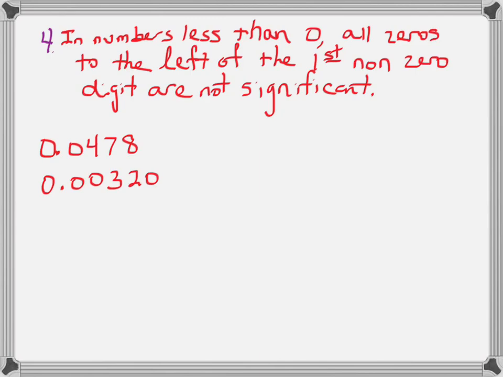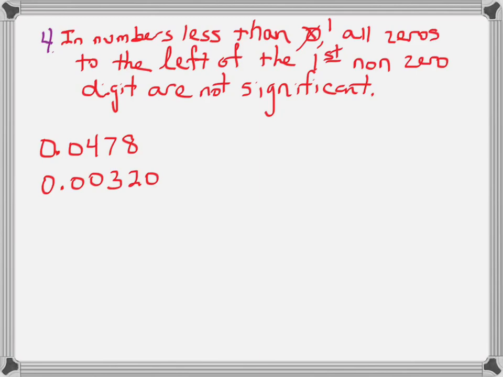Okay, but what about numbers that are less than 1, not less than 0? There we go, I updated that for you. So previously we were doing numbers greater than 1. In numbers less than 1, now all these numbers will pretty much have a decimal point, so we can't use that decimal point rule at all. So for numbers less than 1, all zeros to the left of the first non-zero digit are not significant. So here are two examples I have here.